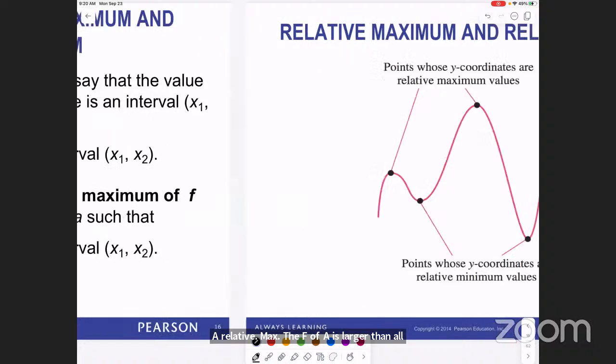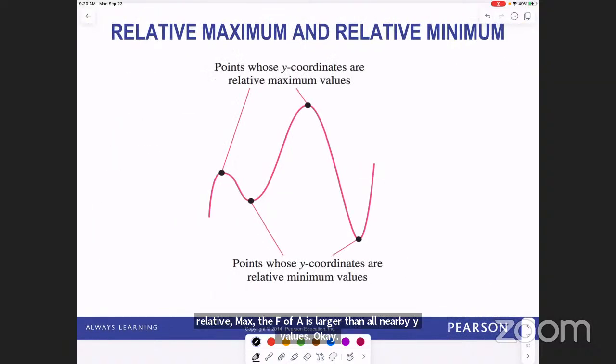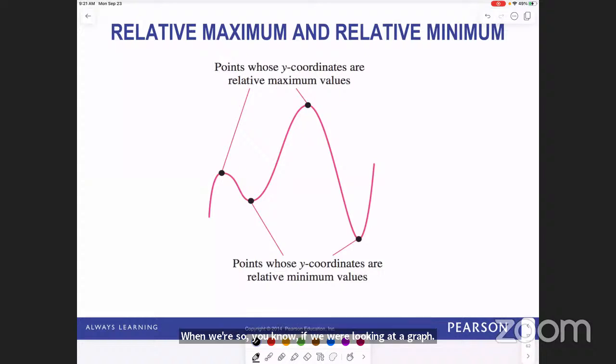All right. And so, if we were looking at a graph, here we have two examples of relative max and two examples of relative minimum values. Okay. I feel like that's not too terribly bad.